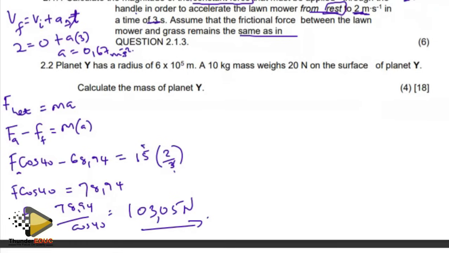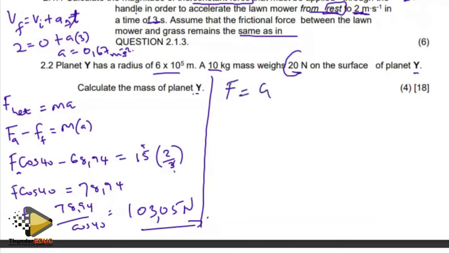A planet Y has a radius of this much, and a 10 kg mass weighs 20 newtons on the surface of planet Y. Calculate the mass of the planet Y. One thing we know about Newton's law of universal gravitation is that the force that is experienced between the bodies must be the same, regardless of how big or how small it is. So if the 10 kg is experiencing this much force, the 10 kg must also apply this much force onto the planet Y.